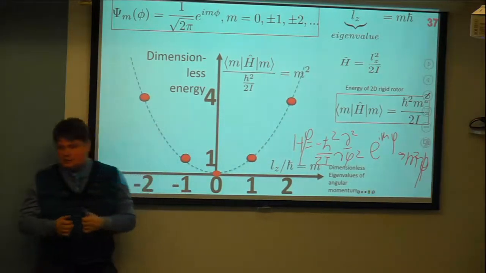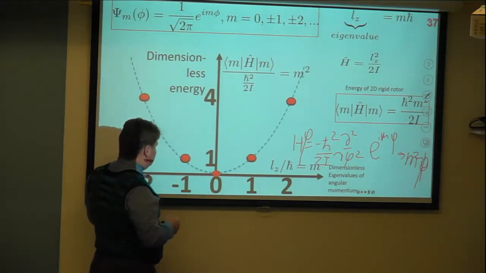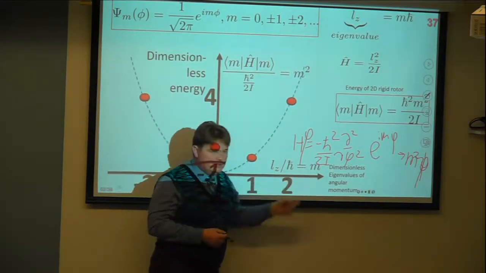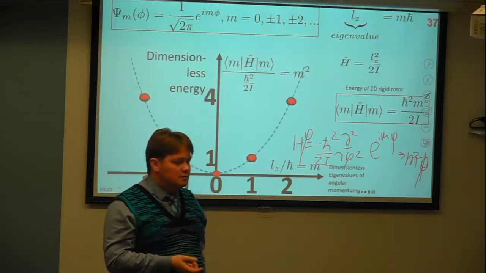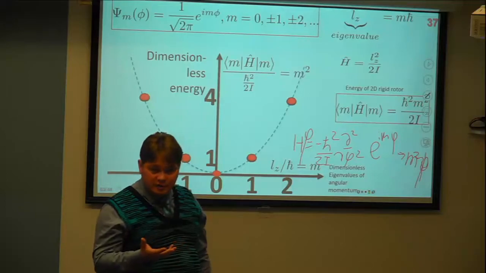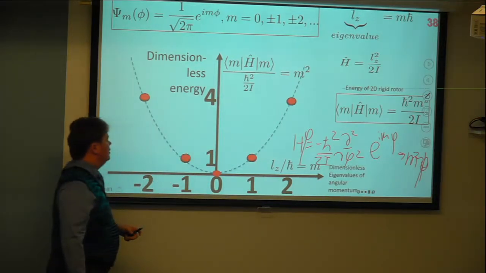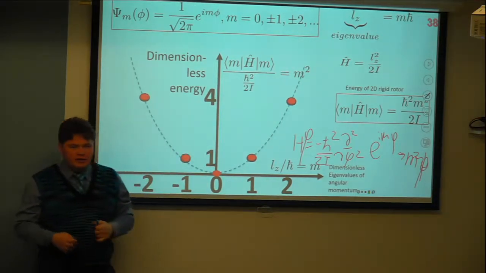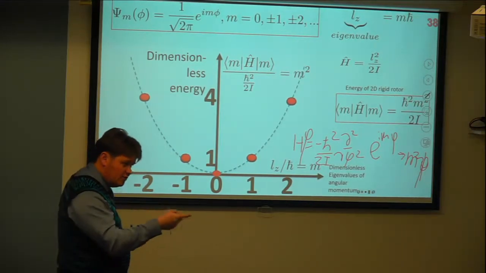So let's analyze what we have. On the x-axis, we do have these dimensionless eigenvalues of angular momentum, right? Integers: 0, plus minus 1, plus minus 2. On the y-axis, we do have energies of the rigid rod.